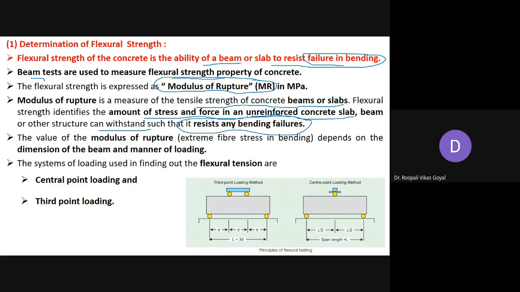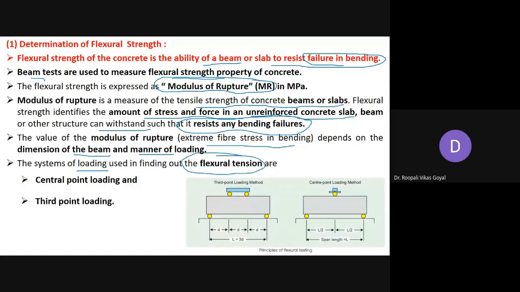Okay, so this value of modulus of rupture at the extreme fiber stress in bending depends on the dimensions of the beam and manner of loading. So this is very important: कि beam का size क्या है, आप कैसे load apply करो. These are the two, because that will change your particular modulus of rupture. So there are two ways in which you can find out this particular flexural strength by applying the flexural tension.